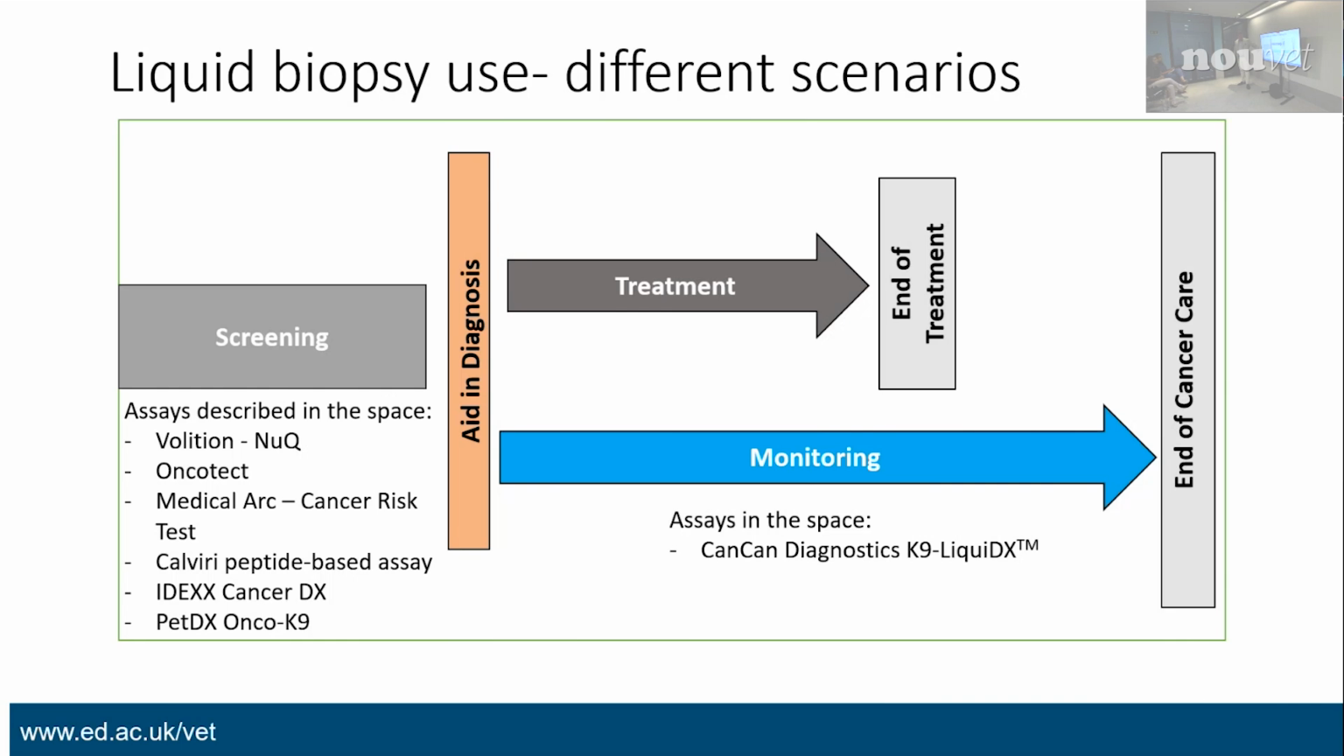And you have different tests for that. One of the most common is NuQ. I talked with Tom that it's not yet available in Brazil. You have some tests that are available or were available in the US, such as Oncotect, Medical Arc, which is a Japanese one, and the Calviri peptide test that Doug was talking about. We have IDEXX Cancer Dx, but that can screen only for lymphoma at the moment. And there used to be a test from PetDx called OncoK9.